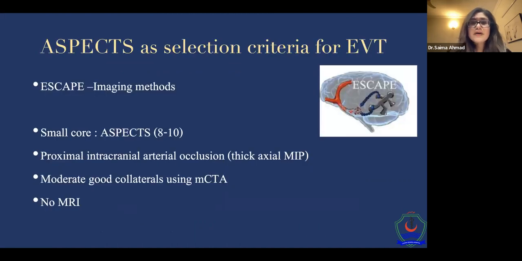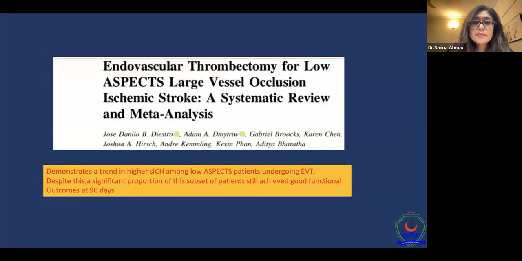So ASPECTS is used as a selection criterion. As far as the major big 5 trials are concerned, only ESCAPE used ASPECTS as one of the inclusion criteria, and they included the patients with a good ASPECTS, like 8 to 10, and they had the better outcome. As far as MR CLEAN is concerned, they did not include the patients on the basis of the ASPECTS scoring. They included all patients, and they have shown that patients with a low ASPECTS also have a good outcome after EVT. So it is already established.